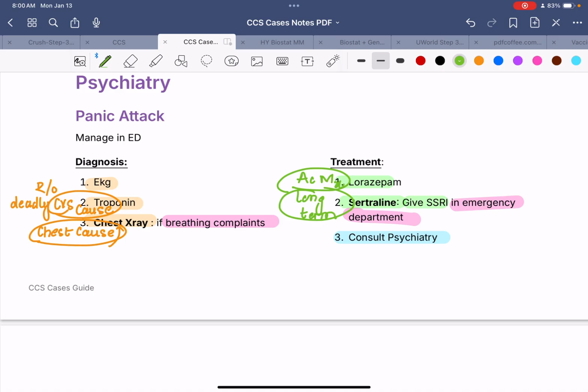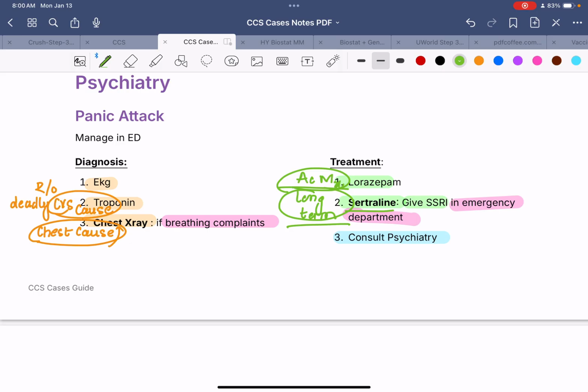Of course, the general supportive treatment includes airway, breathing, circulation, and then the specific management would be to calm down the patient. The acute management would be lorazepam, and then the long-term management, which you are going to start giving in the ER so it can continue and prevent the recurrent panic attacks, that would be sertraline.